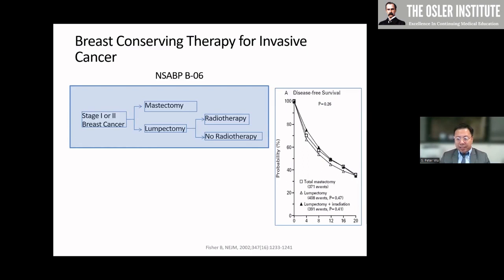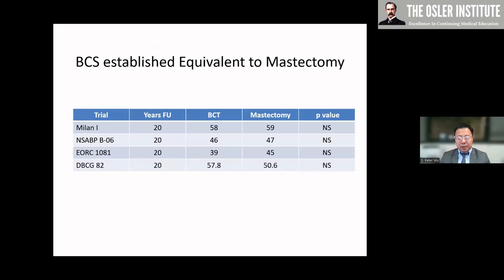As you also see, the actual p-value was not significant for disease-free survival. So that's also interesting. But I believe there were some important local control benefits that were established.